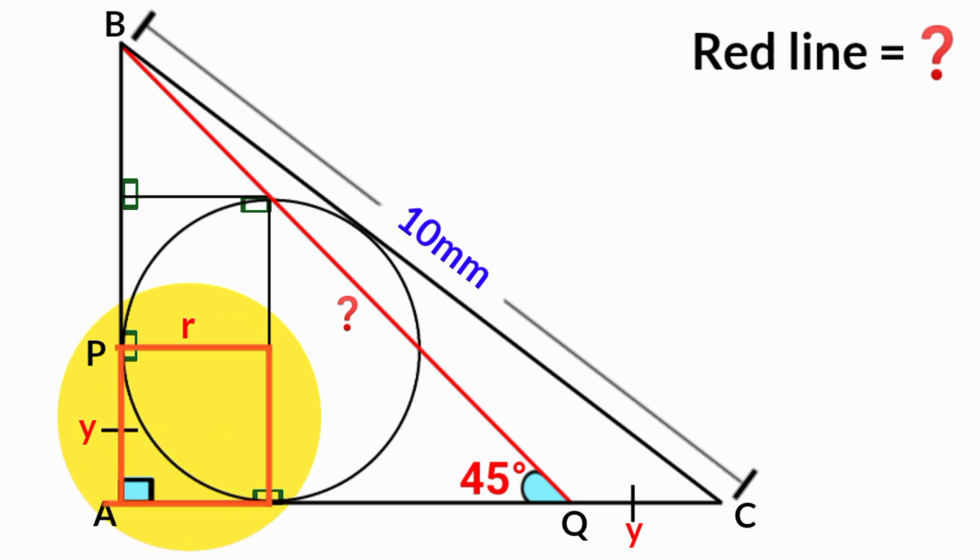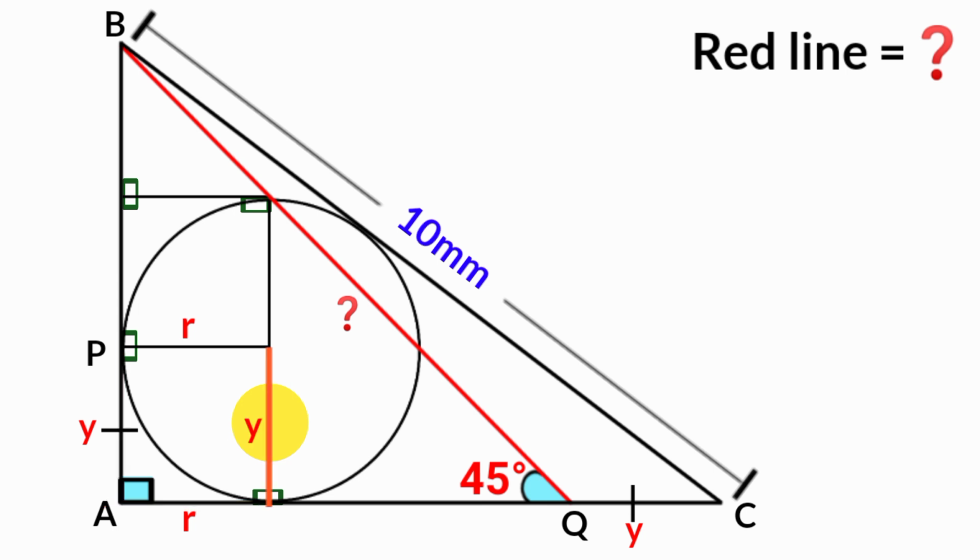Now look at this quadrilateral. This side and this side are parallel, and similarly this side and this side are also parallel. This is a property of a parallelogram. Another property of a parallelogram is that opposite sides are equal in length. That is, this side and this are equal, and this are also equal. So since this is R, this must also be R, and since this is Y, this must also be Y.